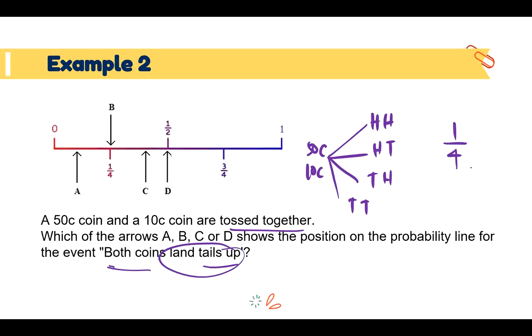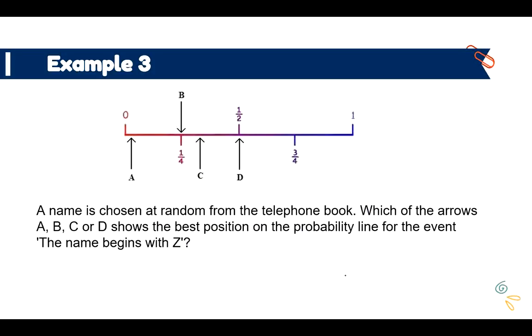So, the answer is letter B based on the image. Ayan ang arrow. Nakaturo siya kay 1/4. So, the best answer is B. Okay? Let's have number 3.